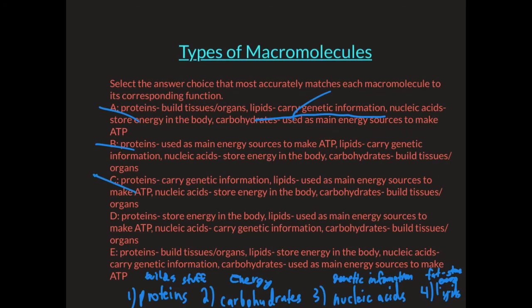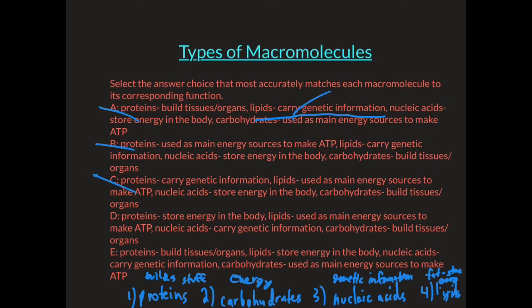D, proteins store energy in the body. Not really. They could potentially be sources of energy, but for the most part, it's not their main role. Lipids used as main energy source to make ATP. Again, not really. They can be used as energy sources, but typically the body will only resort to that if the animal is starving.